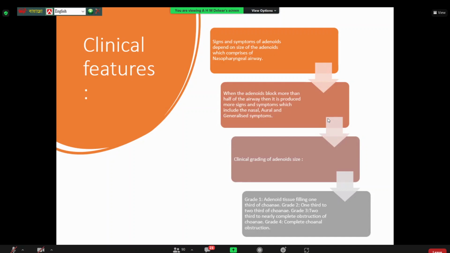There is also a mild, moderate, and severe grading system. Normal is grade 1, mild is grade 2, moderate is grade 3, and severe is grade 4.